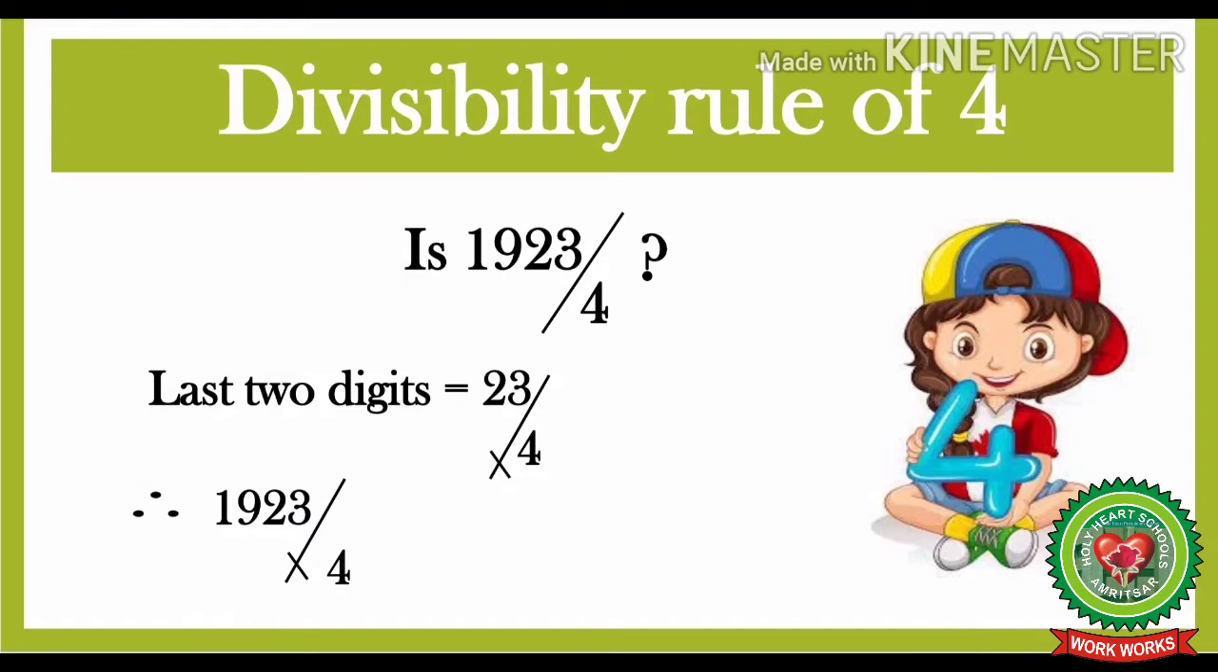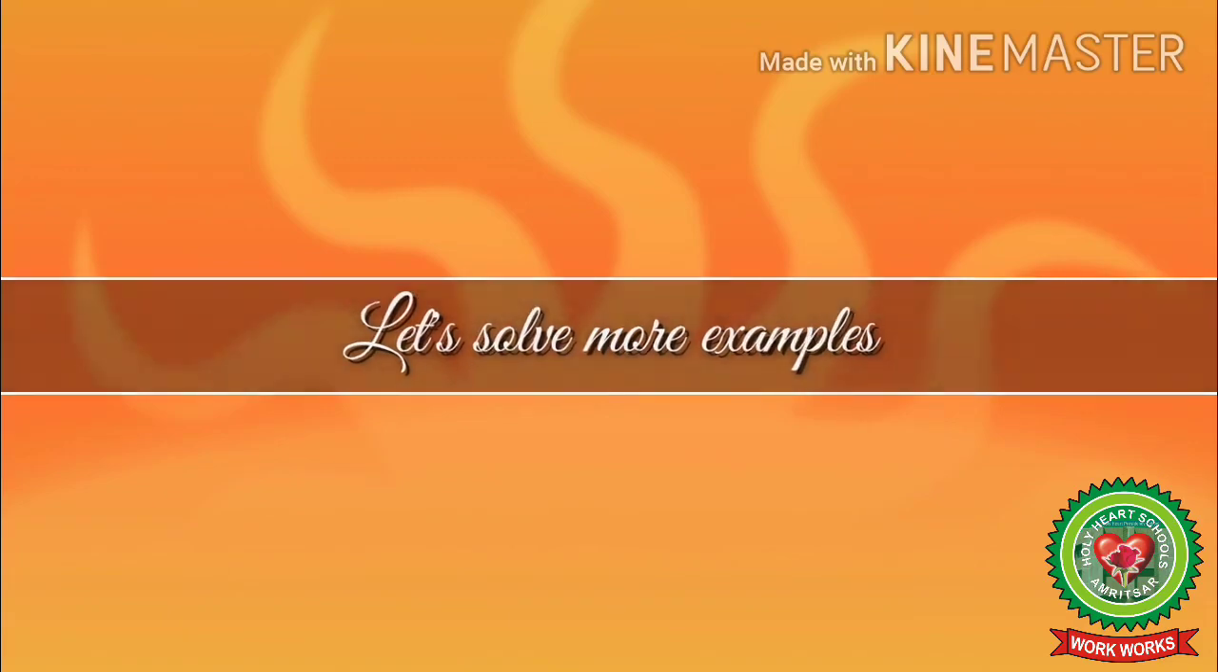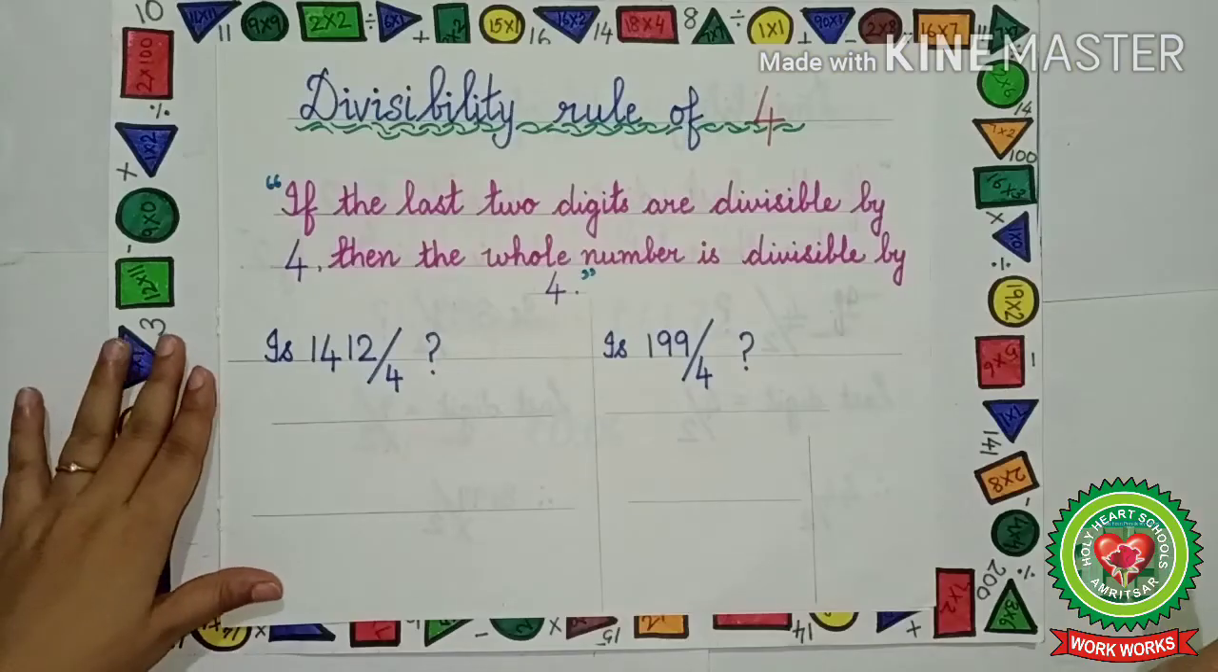So, according to the rule, the last two digits, that is 23, are not divisible by 4. That means the whole number, that is 1923, is not divisible by 4. Now let's solve more examples.